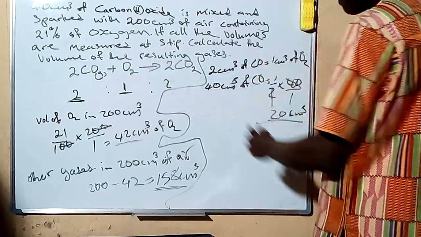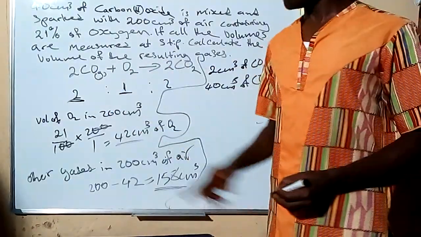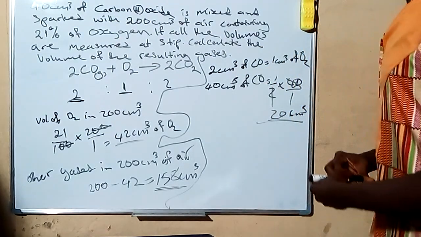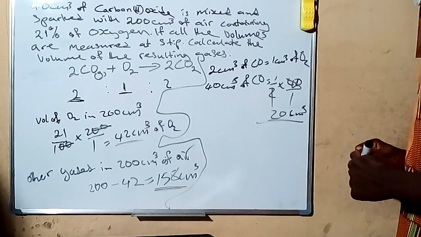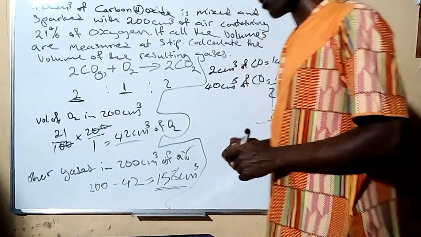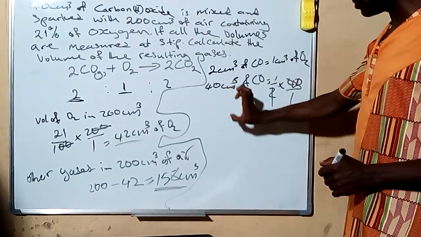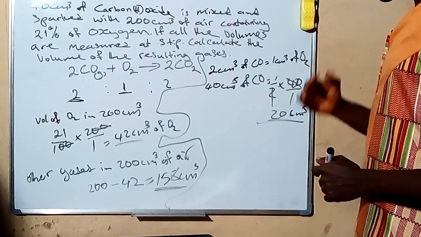That is half of the 40 is what is going to combine with 40 cm cube of carbon 2, according to Gay-Lussac's law, which states that gases combine in a simple ratio. That means as we are going up, we will still maintain this ratio as the reaction continues.